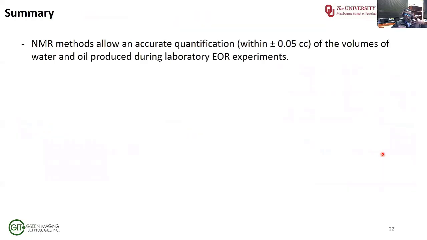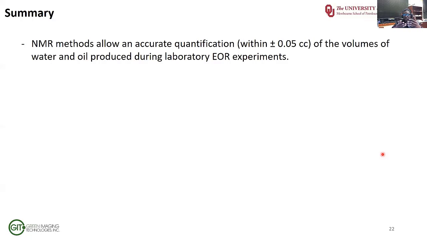So to summarize this talk, we have seen that NMR methods can allow you very accurate measurements of both oil and water volume during laboratory EOR processes or experiments, which is something that's almost impossible to do with other methods. And so that shows that NMR is pretty much one of the only ways that you can use to accurately measure the volume produced during your EOR process.